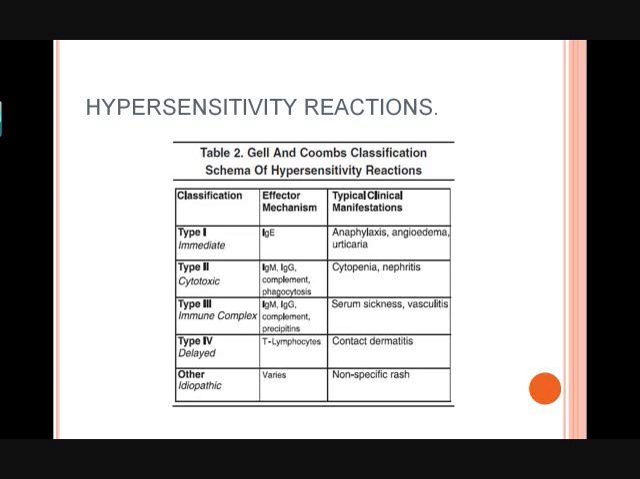Type 4 is a delayed reaction. It's T lymphocytes, and it's contact dermatitis, T cell mediated. And then other would be idiopathic, it varies, and it's a non-specific rash, so a rash of any kind. It usually occurs with pediatrics, like generalized urticaria, pruritus, all these different allergic reactions. A good way to remember type 1, 2, 3, and 4 is A, B, C, D: allergies, blood, complex, delayed.